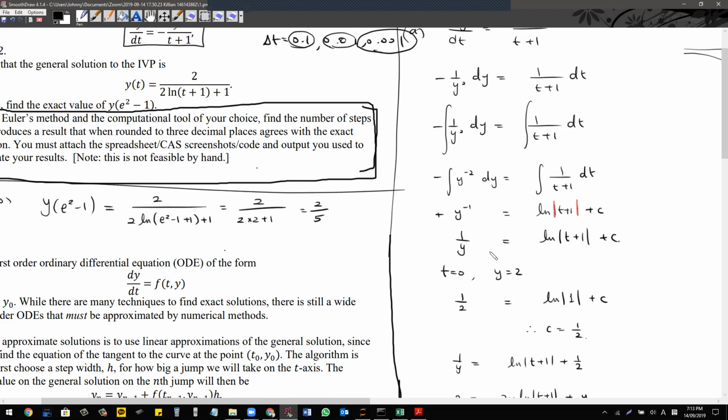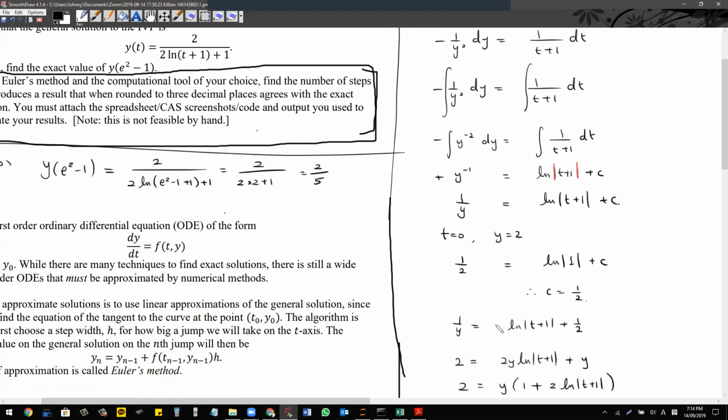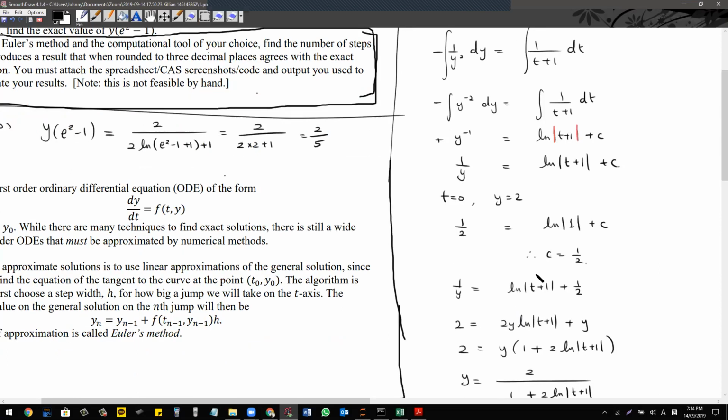Okay, so you got 1 over y equals ln absolute value t plus 1 plus c. You plug in 0 and 2 here, so you get half equals this. ln 1 is 0, so you get half. I'll later send this picture to you guys. Don't worry about writing it down. Just try to understand as much as possible if you haven't done this question. And 1 over y equals this one plus half. We found the c.